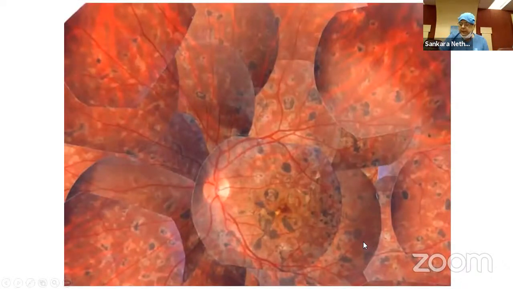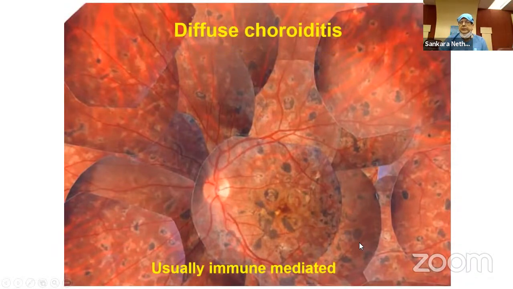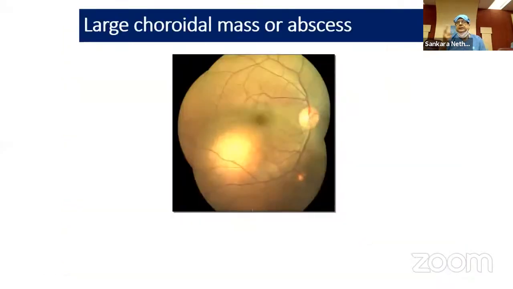Diffuse choroiditis is another entity which is often immunogenic in origin, with immune-mediated choroidal lesions. You can see some large choroidal mass or abscess, and this can be due to tuberculosis, very rarely due to nocardia.